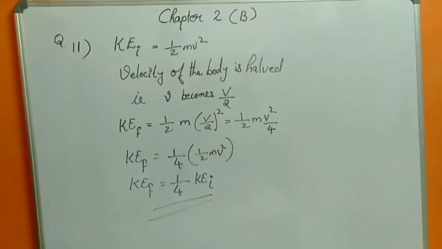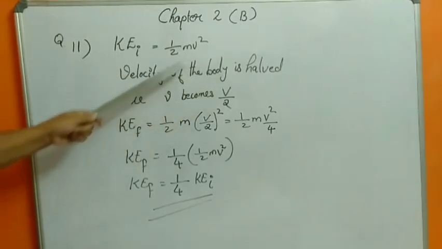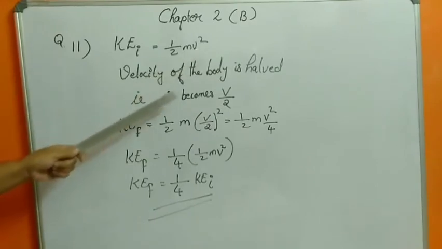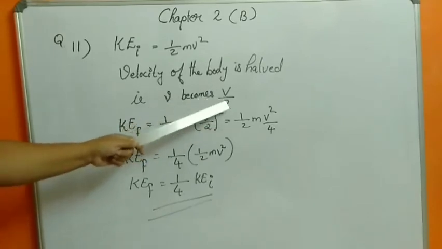Next, question number 11. If the speed of a car is halved, how does its kinetic energy change? The question is very simple. The speed of the car is halved. How does the kinetic energy change? The initial kinetic energy, normally the car is moving with a particular kinetic energy, that we will take as half mv square, our general formula. Now we are saying the velocity or speed of the body is halved. That means here v, the velocity of the car, becomes v by 2.